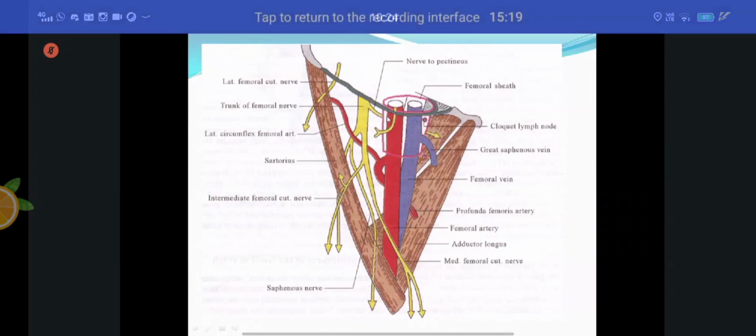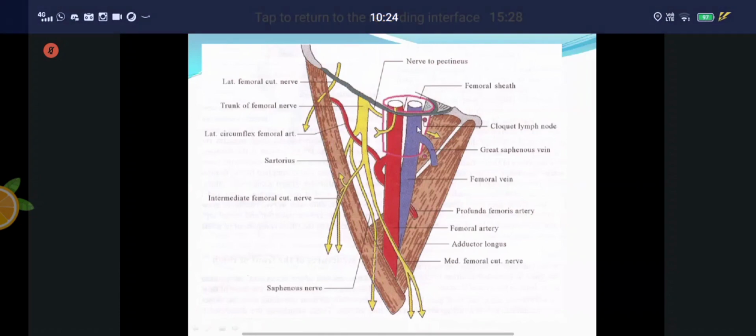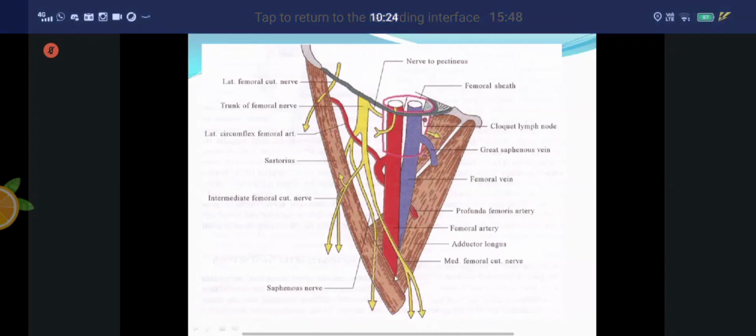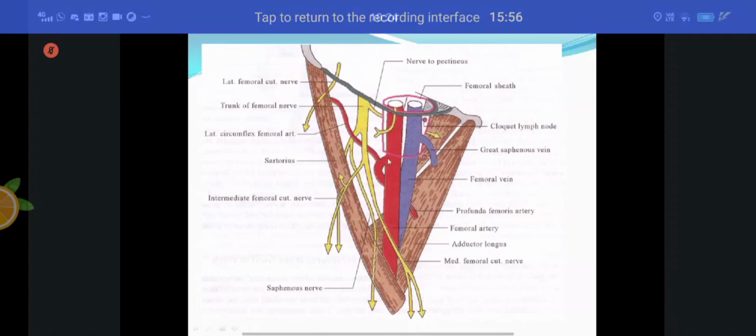So what did you learn here? You learned about the relations of the femoral artery. Anteriorly, it is present within the femoral sheath. Medially, it is related to the femoral vein, laterally to the femoral nerve, and posteriorly to the muscles. Which muscles? The muscles which are forming the floor of the femoral triangle. And later, what is happening? At the apex, the femoral artery enters into the adductor canal, and from there, it enters into the popliteal fossa and continues as the popliteal artery. So this is about the relations of the femoral artery.